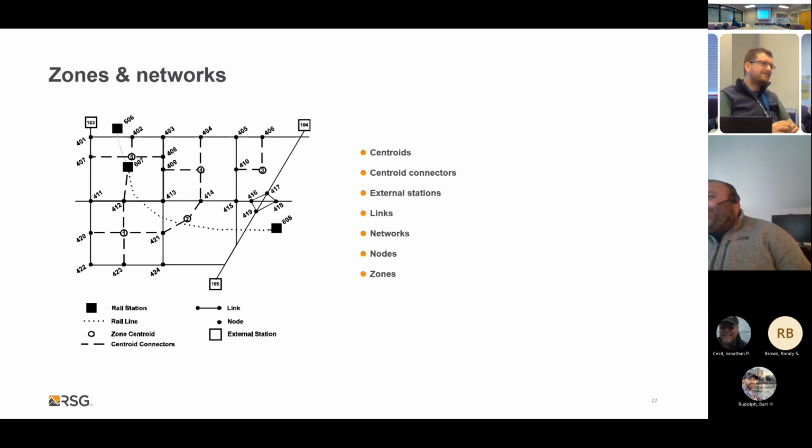So the underlying geographies that we use in travel demand models are links, networks, nodes, and zones. Links are roadway or rail segments. The link attributes typically include things like the beginning and ending nodes, the length, the capacity, the speed, area types, etc. And you can kind of see here on this map.